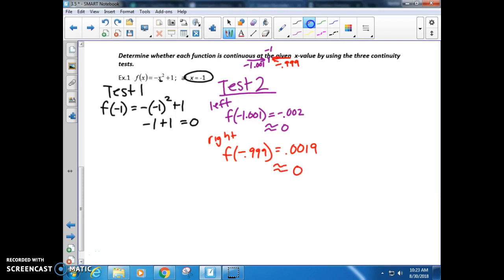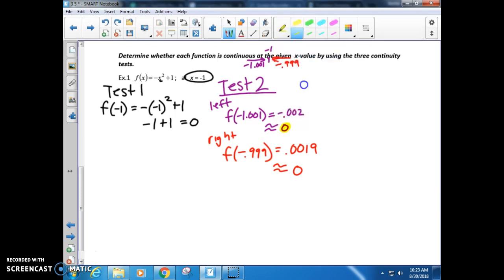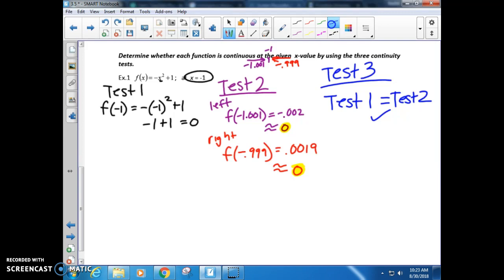Okay. So test 2, they both line up. We both have a 0 and a 0. So that's important. If they don't line up, then it's not continuous. But then our last test, I wouldn't say a test, but does test 1 equal test 2? And if it does, then that means it's continuous. So f of x is continuous at x equals -1.